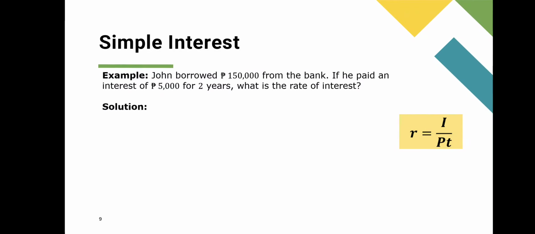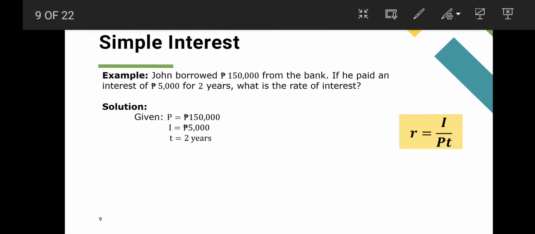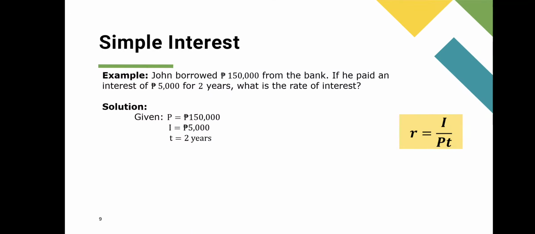So what do we know? So we know that the principal amount is equal to 150,000. Interest is equal to 5,000 based on our problem. And the time is 2 years. So we substitute this in our formula. We have I is 5,000 pesos. Okay. Principal amount is 150,000 times time, that is 2.